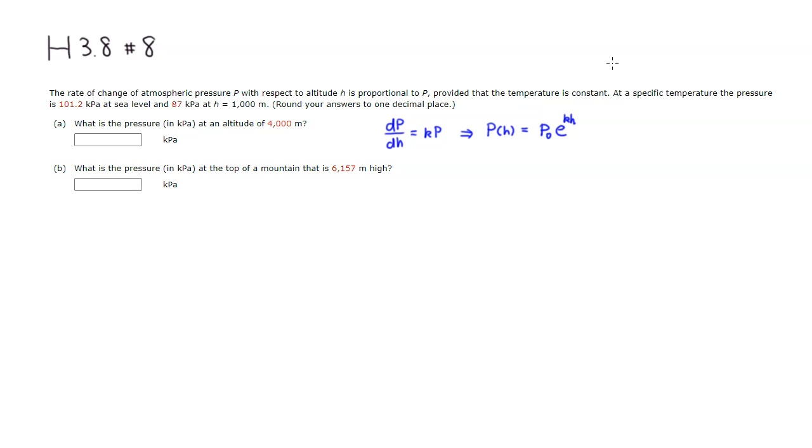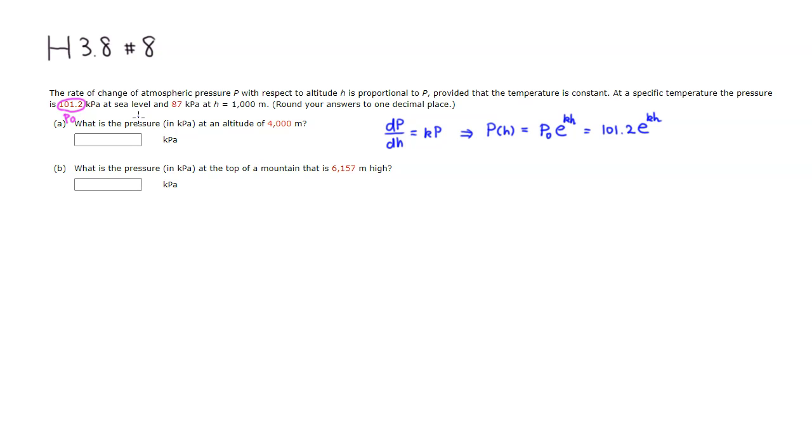Then it says that at the specific temperature, the pressure is 101.2. This is our initial pressure, so I'm going to call it P0. So we actually know this much: we have 101.2 e to the kh, right?